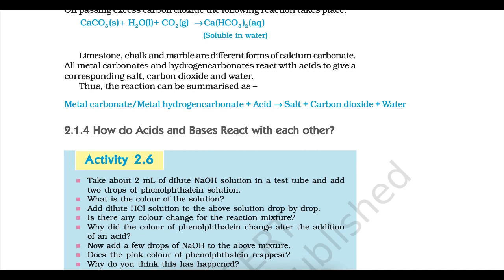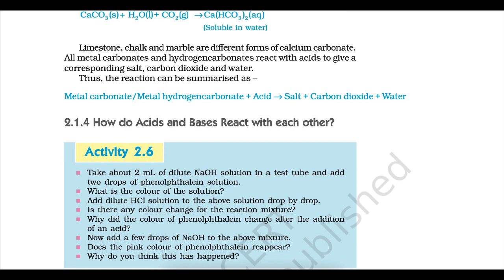Limestone, chalk, and marble are different forms of calcium carbonate. All metal carbonates and hydrogen carbonates react with acids to give corresponding salts, carbon dioxide, and water. Thus, the reaction can be summarized as metal carbonate or metal hydrogen carbonate plus acid gives salt plus carbon dioxide plus water.